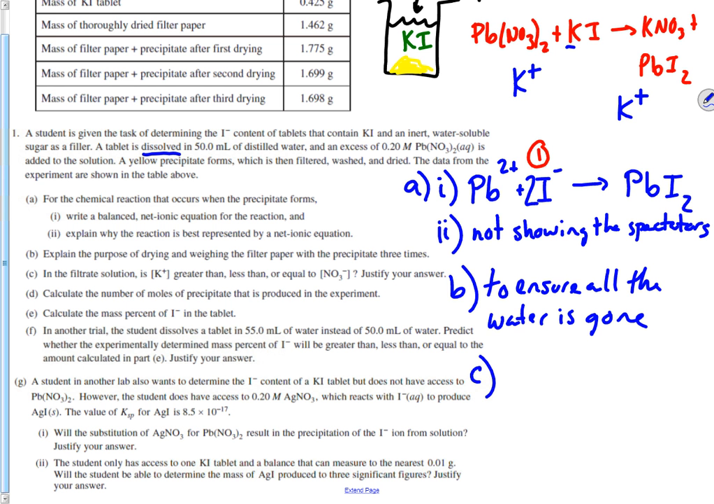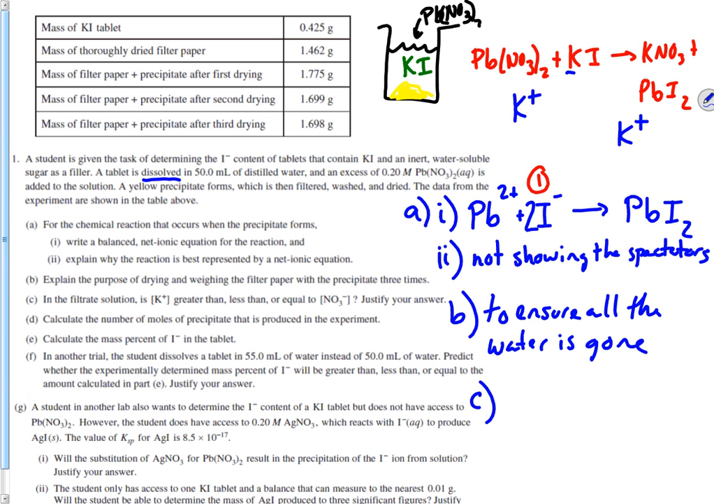In the filtrate solution, and in pictures, if you don't know what you're reading at all, draw a picture, try it: is the concentration of K plus greater than, less than, or equal to the concentration of NO3 minus? Justify your answer. First off, there's only one place that they gave us some numbers, so that is a little tricky. They said it was 0.2 molar Pb(NO3)2, but that is not the be-all and end-all of this. I'll let you think about that for a second, but if you wrote these all out as ions, every one of them, that would probably be very helpful. Let me show you.